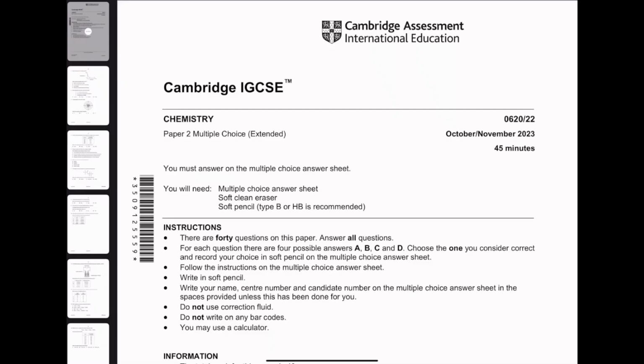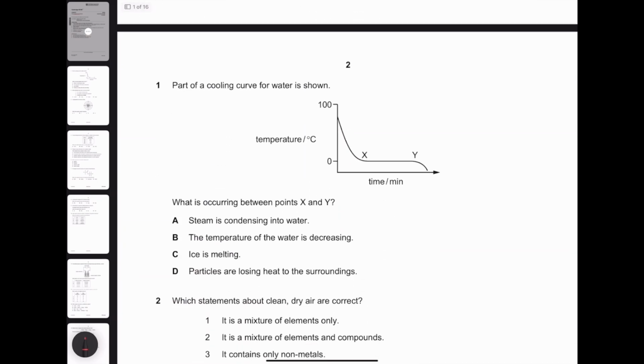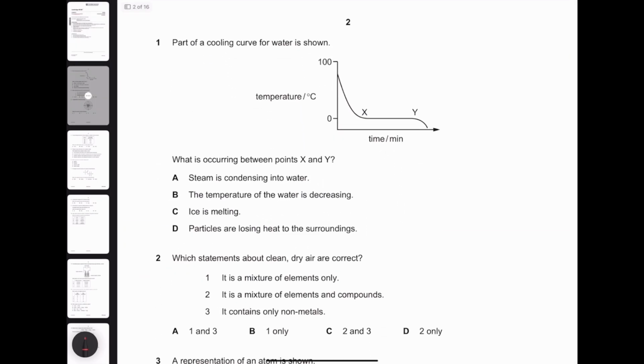The paper we are solving today is IGCSE Chemistry, October-November 2023, paper number 22. Alright, now let's start with the first question. Part of a cooling curve for water is shown. We know that 100 degrees Celsius water converts to steam, and below that it is in liquid.